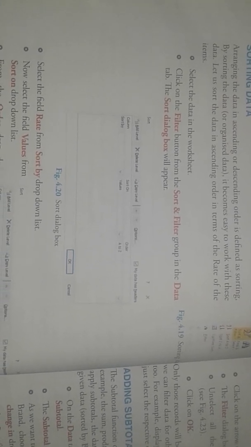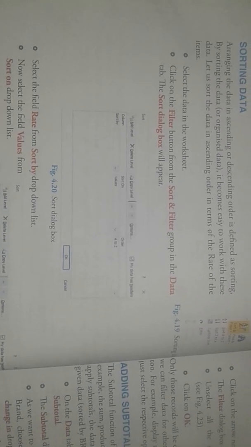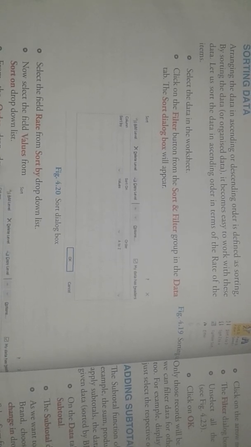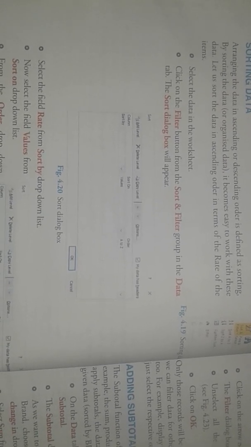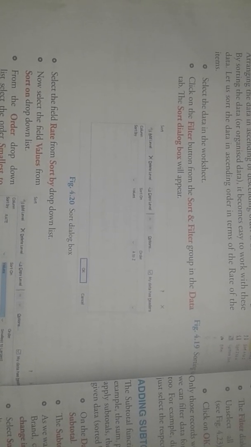First of all, we have to select the worksheet. Click on the filter button from the sort and filter group in the data tab. The sort dialog box will appear. Then select the field rate from the sorted by drop-down list. Now select values from the drop-down list. From the order drop-down list, you have to select smallest to largest.